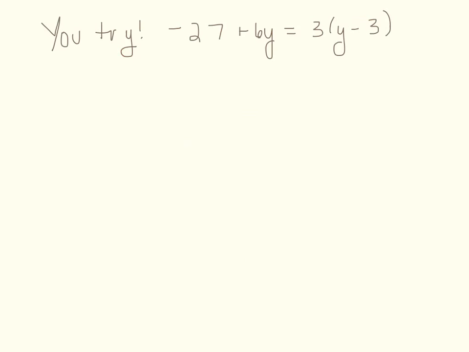Okay, here's a multiple step equation for you to try solving. Negative 27 plus 6y is 3 times the quantity y minus 3. Pause it, come back with your answer.